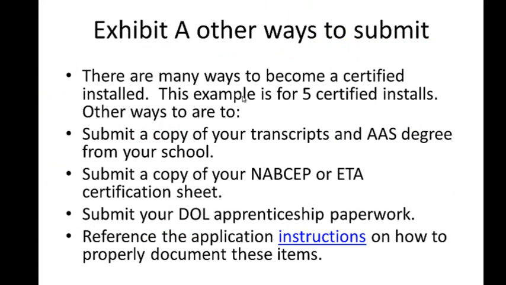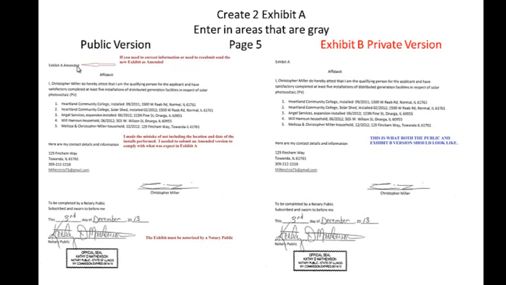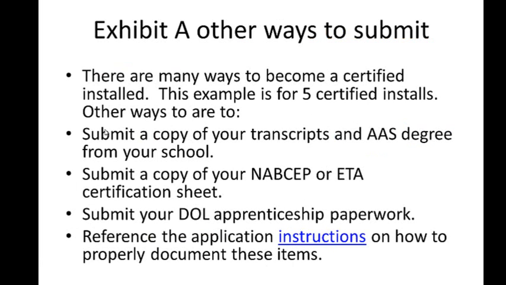What if you don't have your 5 installs? What if you are NABCEP certified or ETA certified? What you would do is you would still do an Exhibit A, but you would put a copy of what transcripts you have, the associate's degree if you got your associate's degree in this field, or your copy of your DOL apprenticeship paperwork or the certifications through the accredited bodies that are providing that. You still need it notarized and it still needs to be there, but this is referenced back in the instructions from their website, which is linked here.